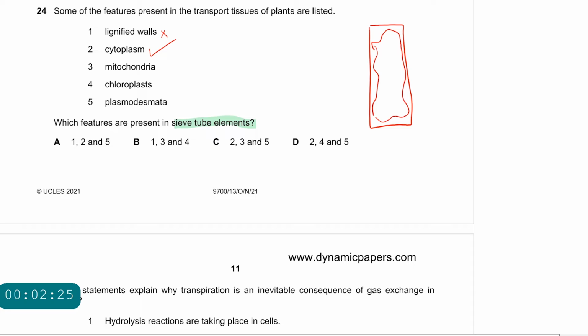3, mitochondria. Yes, phloem sieve tube elements definitely have some mitochondria. This is true. Point number 4. No, they do not have chloroplasts. This is incorrect. 5, plasmodesmata. Definitely they do have plasmodesmata. So sucrose can move from companion cells into the phloem sieve tube elements through these plasmodesmata. So the correct answer is 2, 3, and 5. So the answer is C.